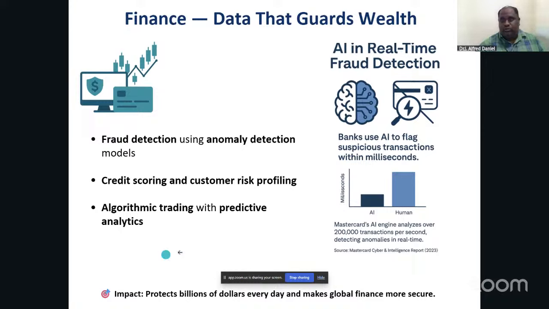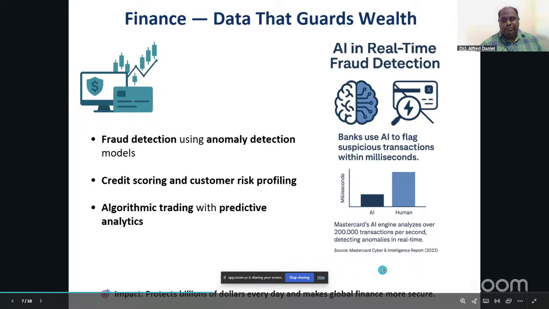As I already told you, we have a use case related to that. In real time, Mastercard's AI engine analyzes over 2 lakh transactions per second, detecting anomalies in real time. This data is from the Mastercard Cyber Intelligence Report 2023. So AI plays a significant role in real-time fraud detection. The bank uses AI to flag suspicious transactions within a second. This is the comparison chart which I've put here, where AI prediction time is minimal compared to humans. This particular data is from the Mastercard Cyber Intelligence Report 2023.